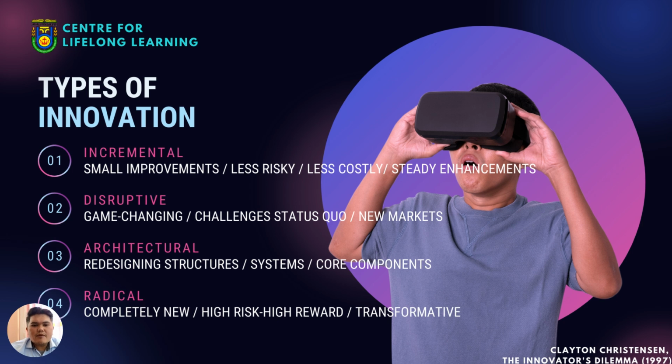There are several types of innovation, based on this book by Clayton Christensen, The Innovator's Dilemma, 1997. There are four types of innovation, the first being incremental. It means that we are doing it bit by bit, small improvements. It's less risky, less costly, with steady enhancements. But if you want something transformative, it is not transformative enough, because it's just done little by little. That is incremental innovation.